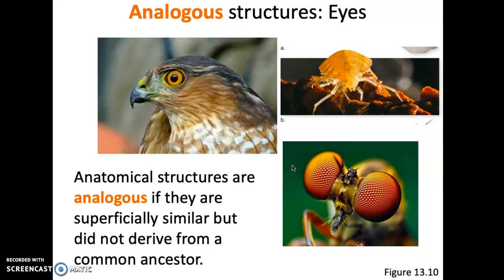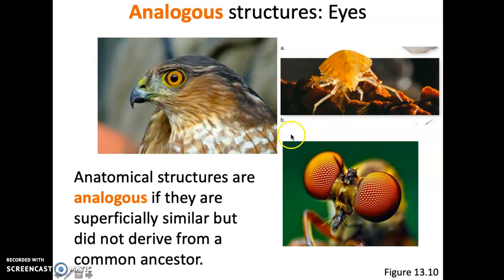We want to compare that homologous structure to something called an analogous structure. And in this case, let's look at eyes. So eyes have a function. The function is to be able to capture light and form an image. But look, these are insect eyes, bird eyes. This is a little crab eye.